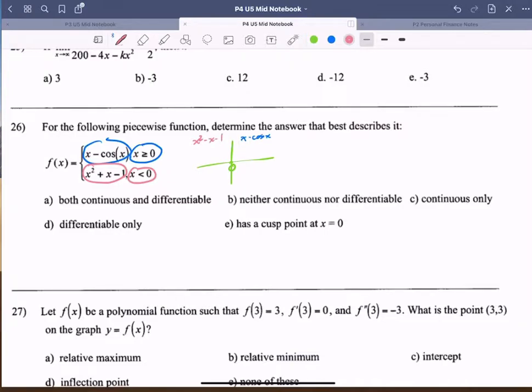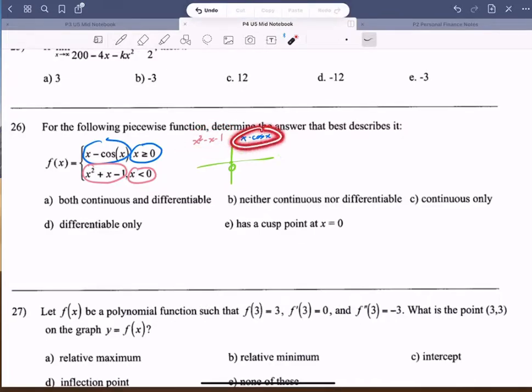Now, if we look at each of those rules one at a time, is this one continuous everywhere? Yeah, it's a quadratic function. You know that, and therefore you also know that it's differentiable everywhere. Nothing special. This rule right here is a little weird. It has x, which is continuous everywhere. That's just a line. And you're subtracting this cosine x rule.